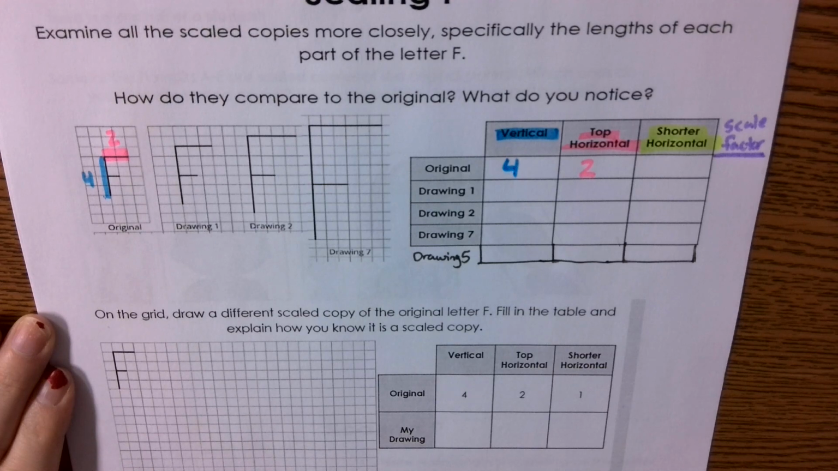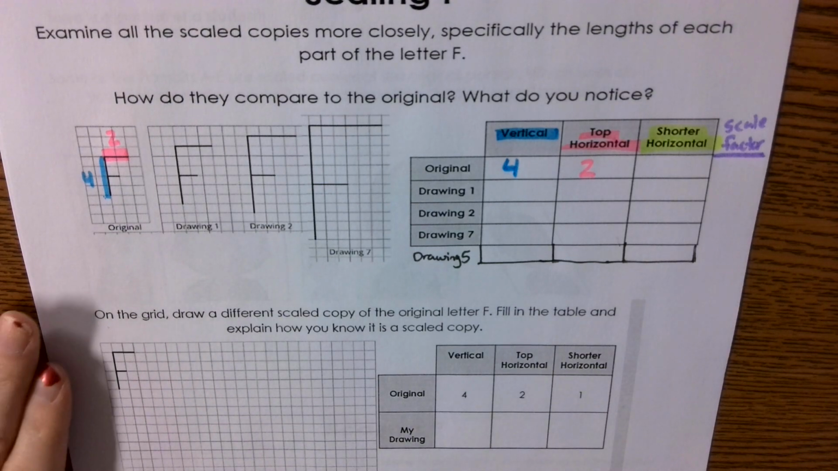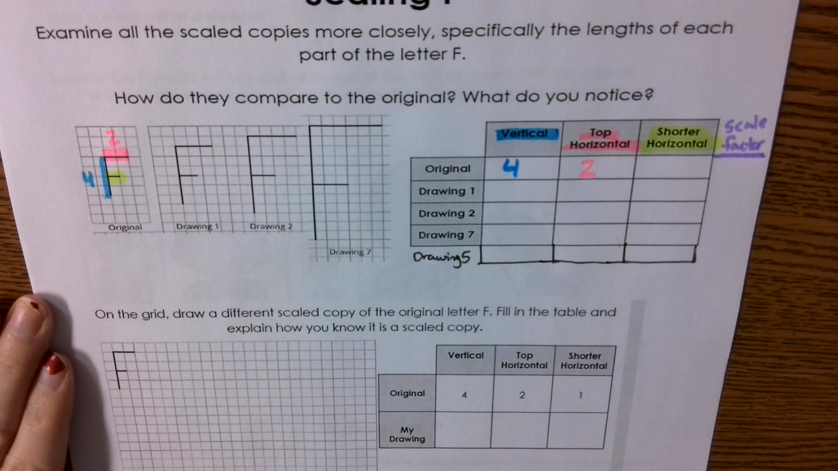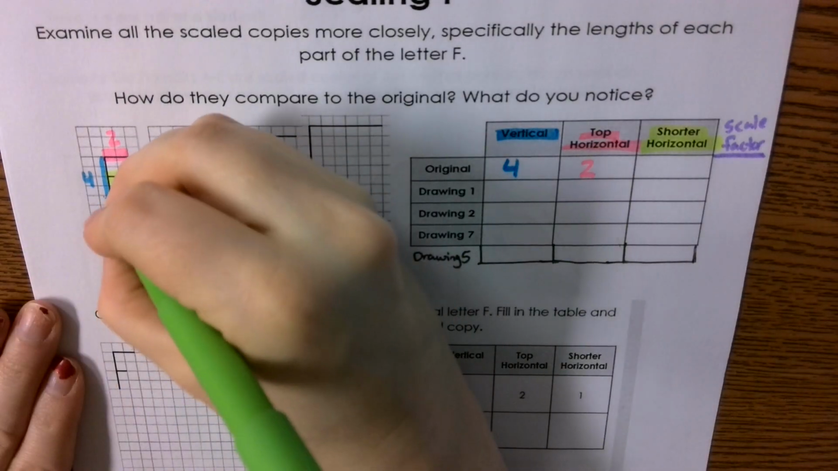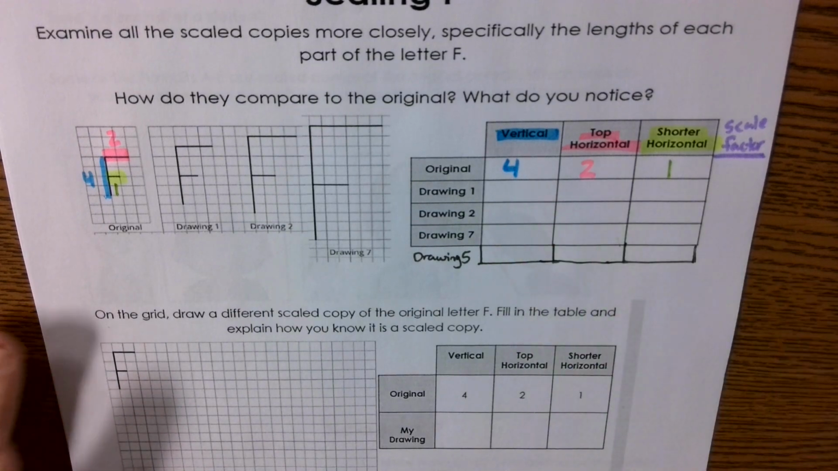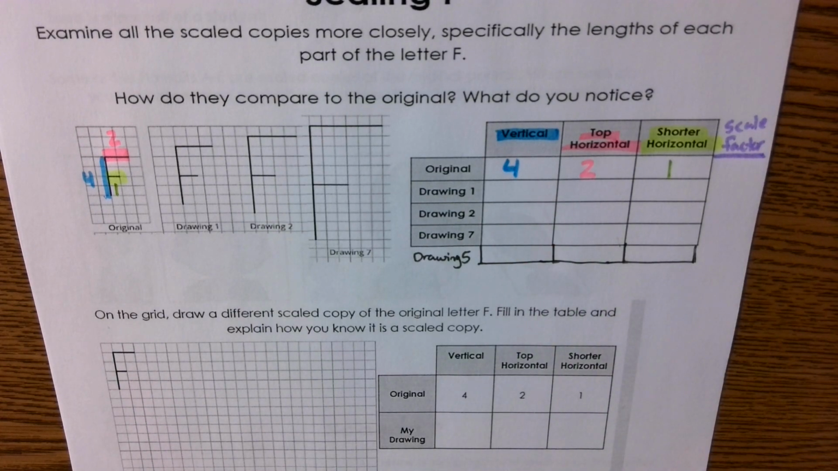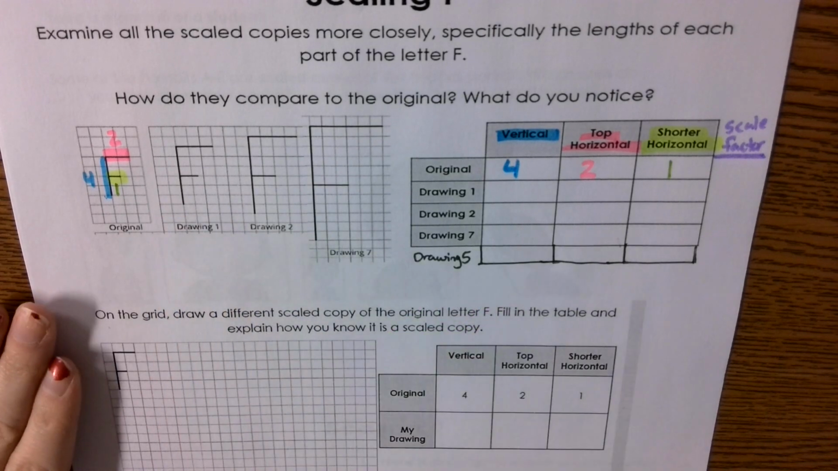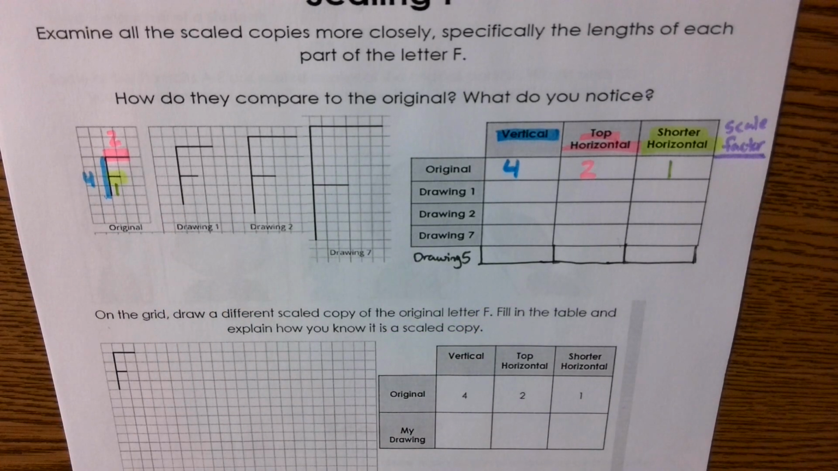Then we have our horizontal shorter line, our middle line. How many boxes is that middle line going to be? Daniel? 1. Okay, so these are our original dimensions, our original values for the F. Now we're going to do the same thing for drawing number 1. We're going to count how many boxes each of these takes up.